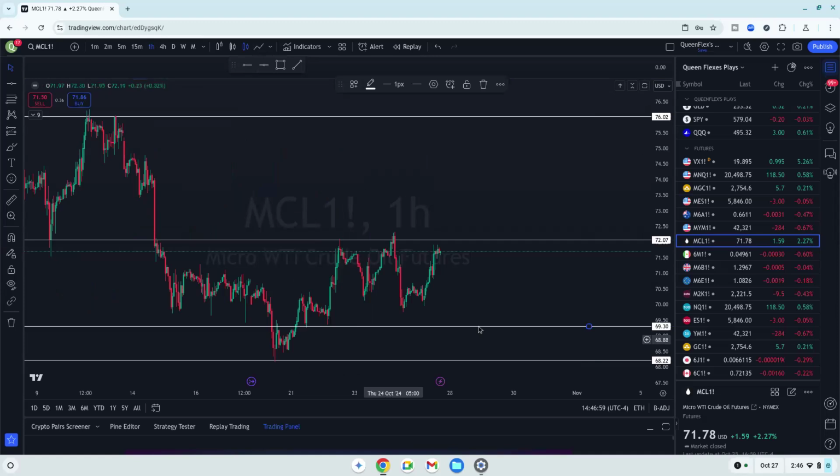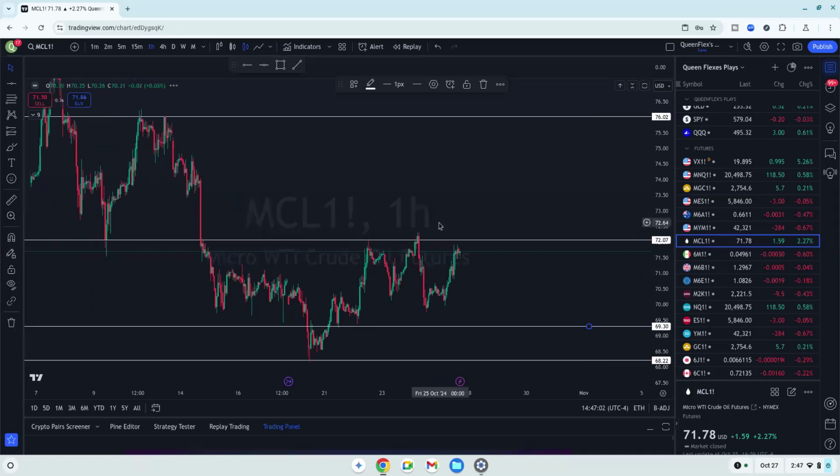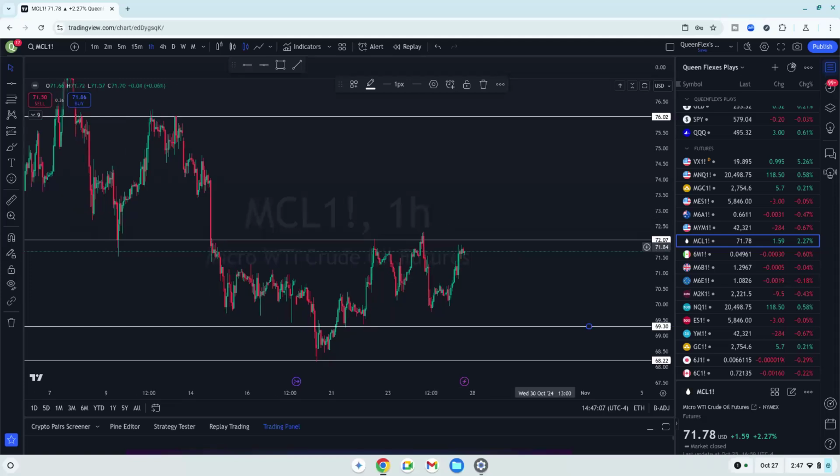That's what I got for oil. Oil's pretty, I mean, it's pretty clean. You know, it is one directional. When it's going up, it's going up, and when it's going down, it's going down. So it's just you timing when it's going up and timing when it's going down. But oil is fairly easy to trade. This is what it's doing. But this is what I got.